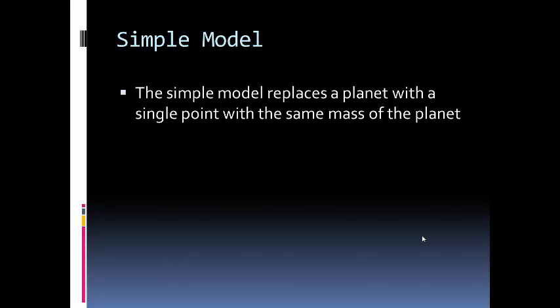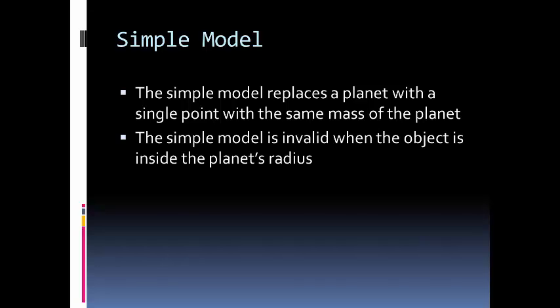In the simple model that we used to work with, the simple model replaces a planet with a single point with the same mass of the planet. This is part of Newton's shell theorem. Unfortunately, this simple model is invalid when the object that we're trying to find the force of is inside the planet's radius.